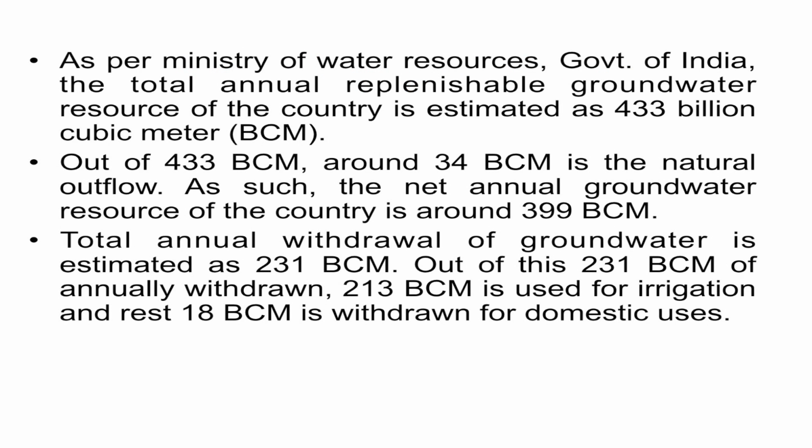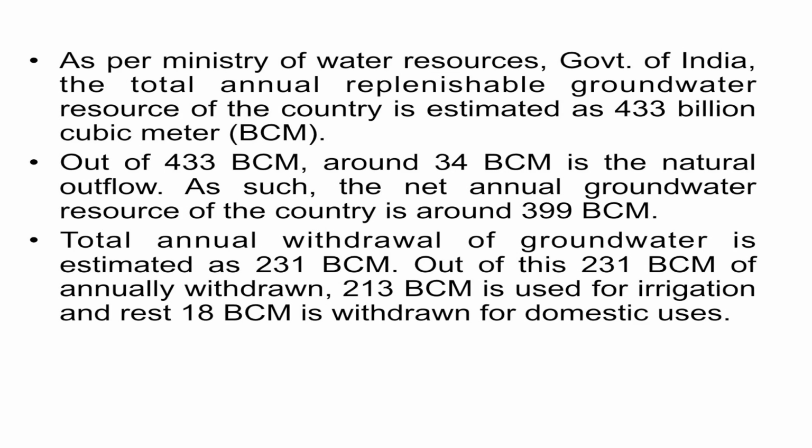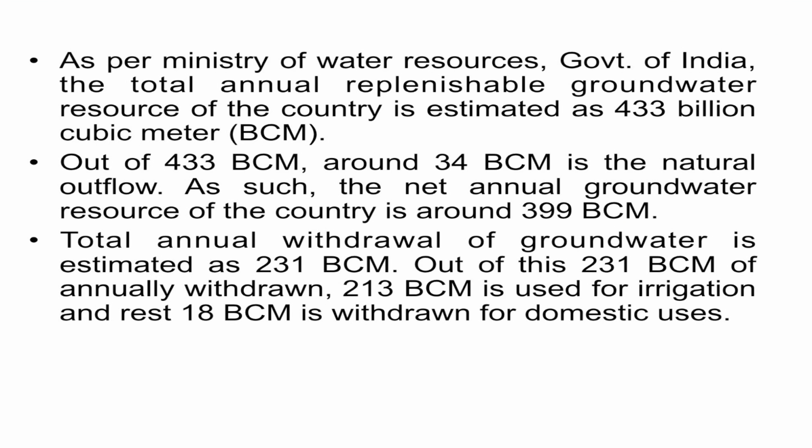As per the data collected from the Ministry of Water Resources, Government of India, the total available replenishable groundwater resources for the country is estimated as 433 billion cubic meter. Out of this 433 billion cubic meter, 34 billion cubic meter is natural outflow. The net available groundwater is estimated as 399 billion cubic meter. Of this, only 231 billion cubic meter is for groundwater withdrawal. Of the 231 billion cubic meter, 213 billion cubic meter is for irrigation and only 18 billion cubic meter for domestic purposes.